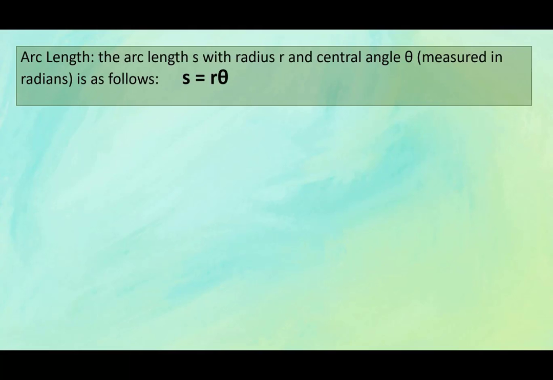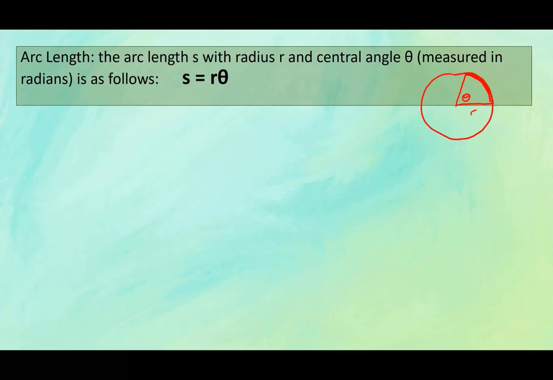Hello everybody, today we're going to talk about arc length and sector area. So, arc length is the length s with a radius r and a central angle theta measured in radians, and is as follows. S is equal to r theta. So when you have a circle and you have a radius r and then you have an angle theta, this right here would be your arc length.